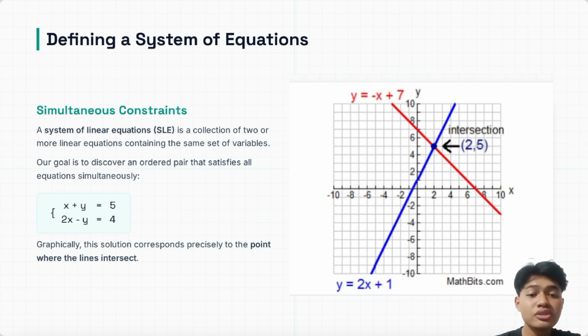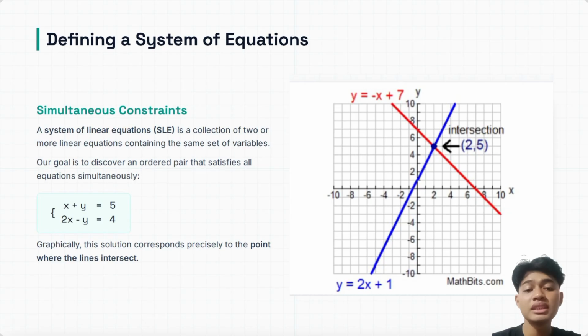Now, consider the following system of equations. Okay, so we have a system of equations like that. This is a system because it consists of two linear equations with the same variables x and y. The solution is the ordered pair (x, y) that satisfies both equations simultaneously. Graphically, the solution is the point where the two lines intersect.